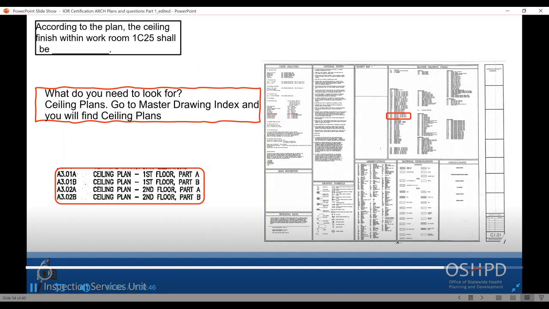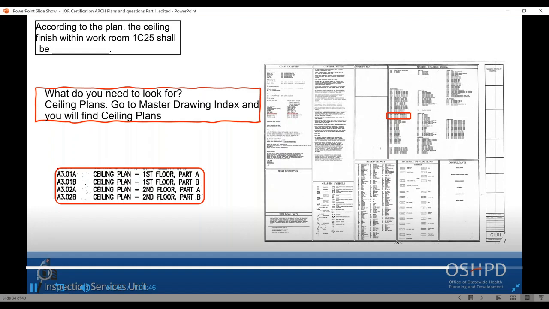Okay, so let's go with the last question. The question reads, according to the plans, the ceiling finish within workroom 1C25 should be. So what you need to do is look at 1C25, which is on which floor? It is the number 1, so it's the first floor. If you look at the master drawing index that are highlighted here, there are 4 different ceiling plans because they are enlarged. So there are 2 for the first floor, 2 for the second floor, part A, part B. But of course, this is the first floor.